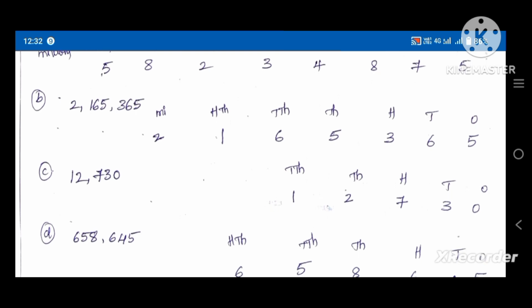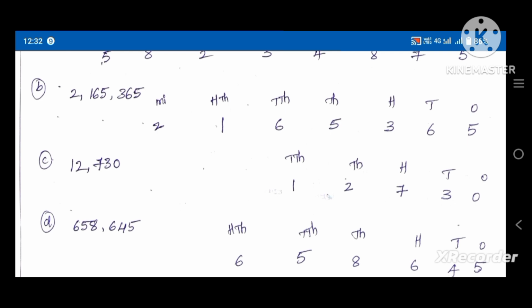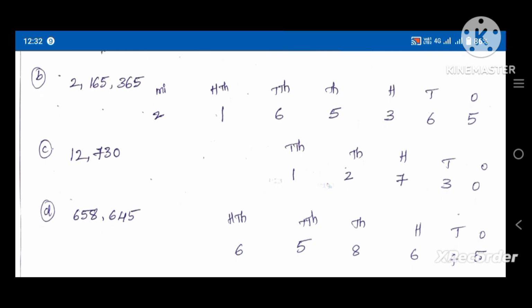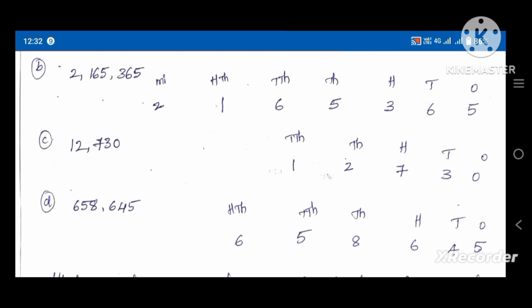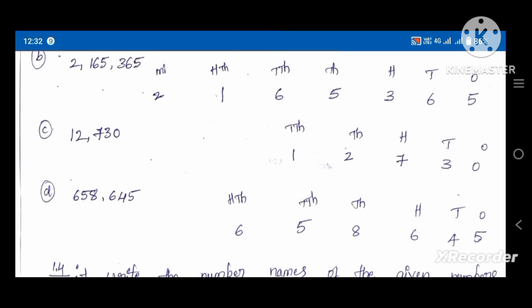B: 2,165,365. In ones place 5, tens place 6, 3 is in hundreds place, 5 is in thousand place, 6 is in 10,000 place, 1 is in 100,000 place, 2 is in million place.